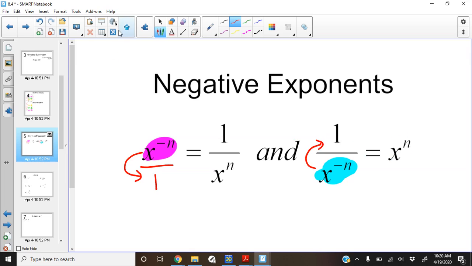And that's it. But you have to make sure only the base being raised to the negative exponent is what's moving. If there's a number out in front, that coefficient stays put. So for example, if this was 2x to the negative n, that 2 would have stayed in the numerator. Only the quantity with the negative exponent moves.